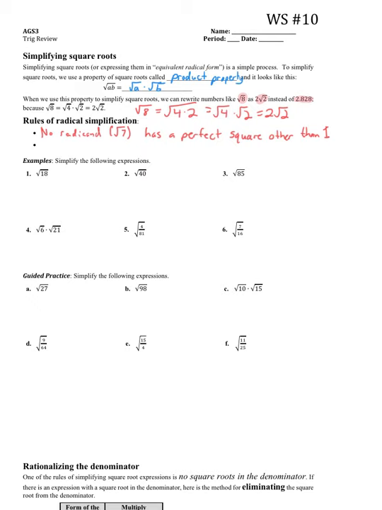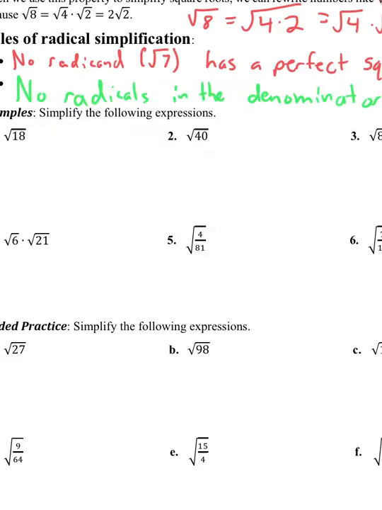The other rule, no radicals in the denominator of a fraction. So if we ever have a radical in the denominator, we have to simplify it and get rid of that radical in the denominator. Okay, so here are a couple examples.